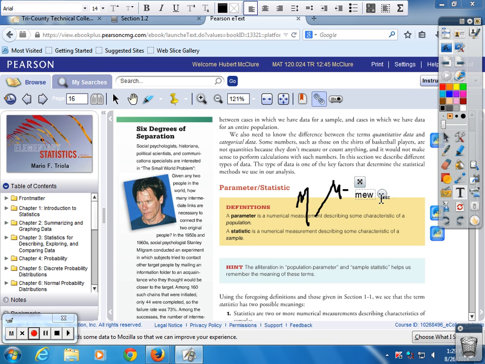Mu is the population mean. Mu is the population mean.